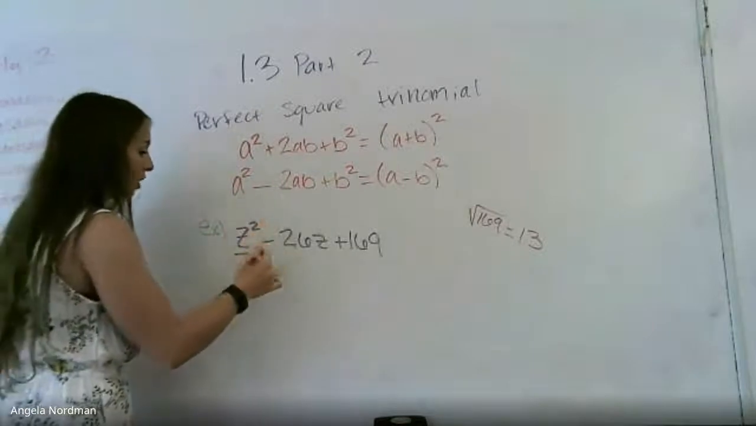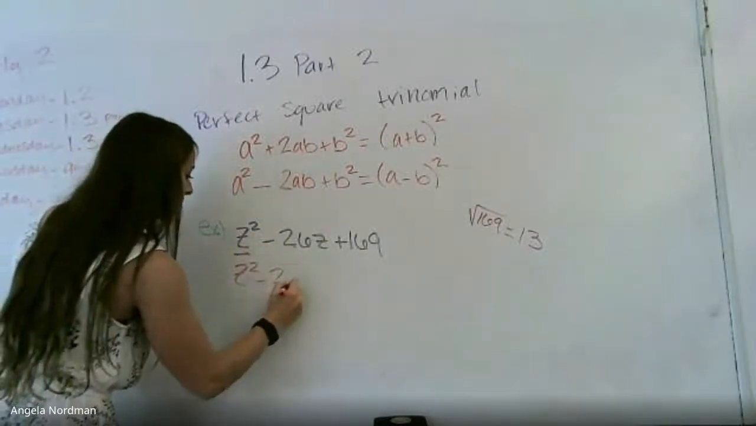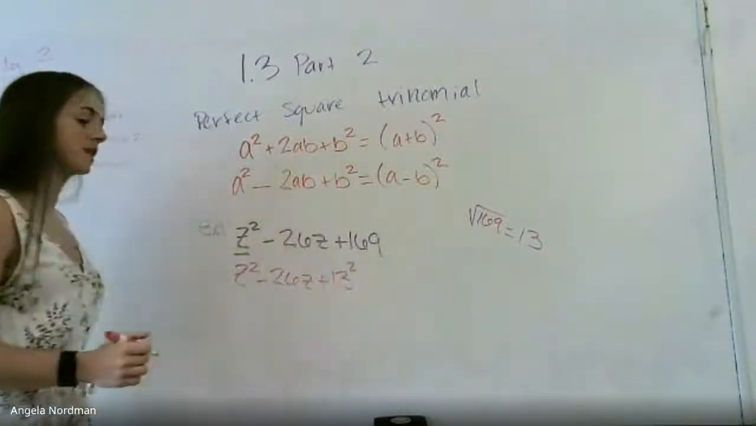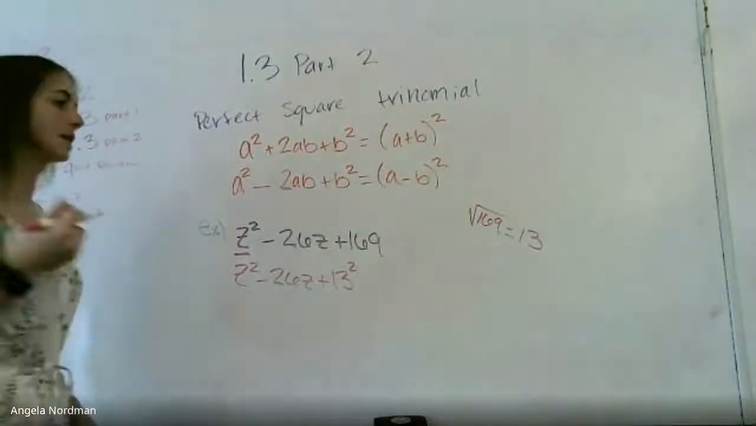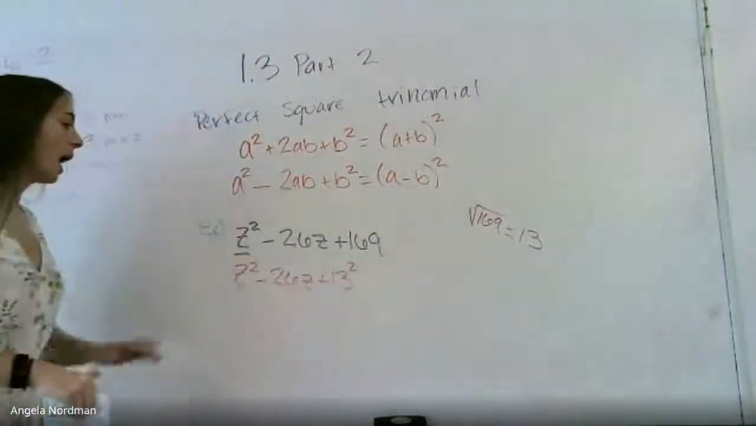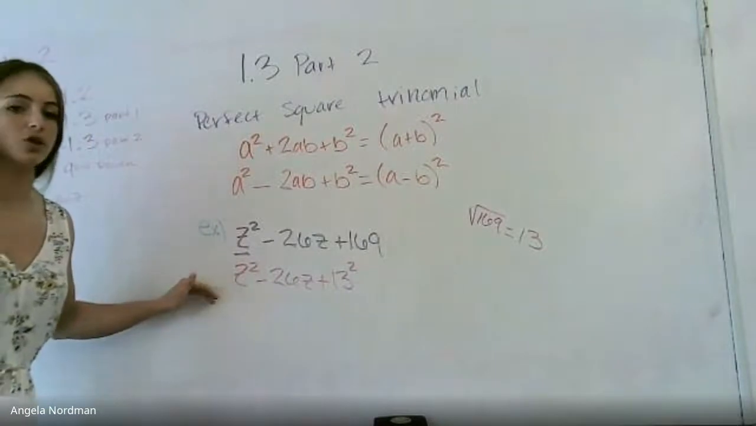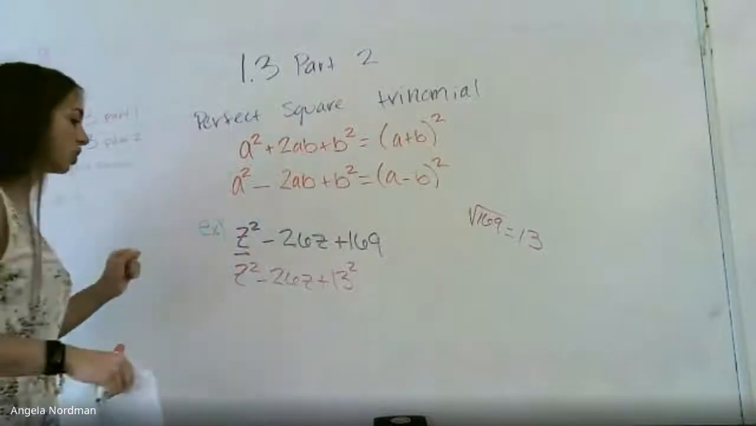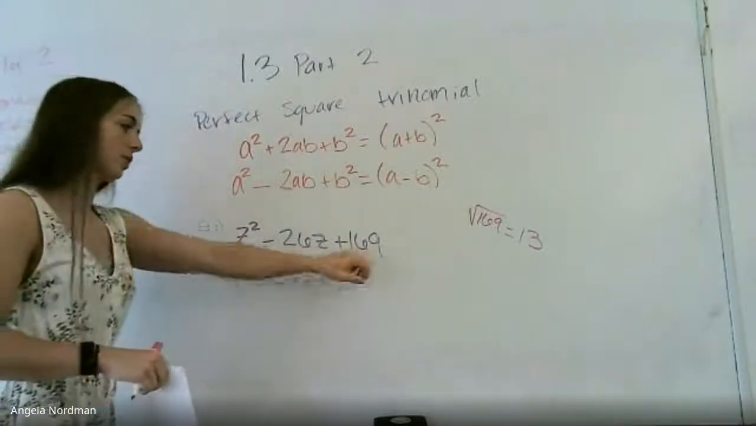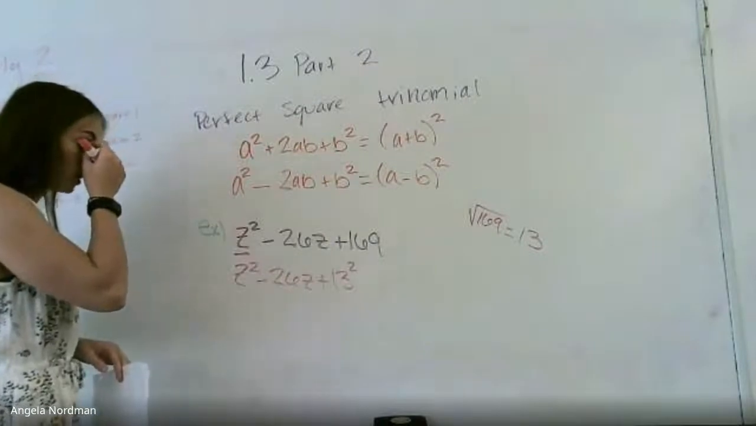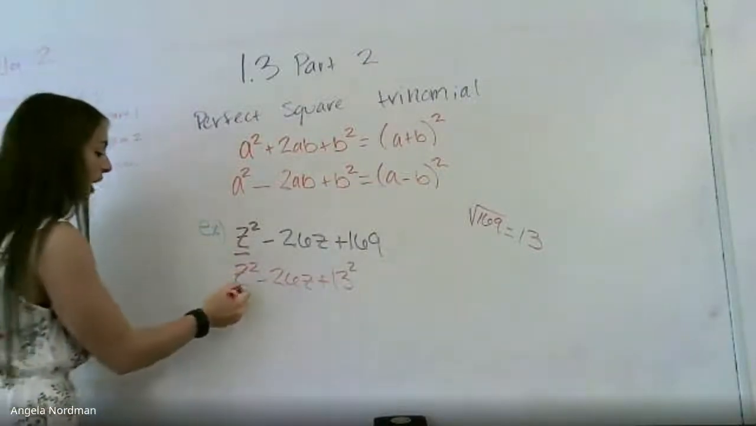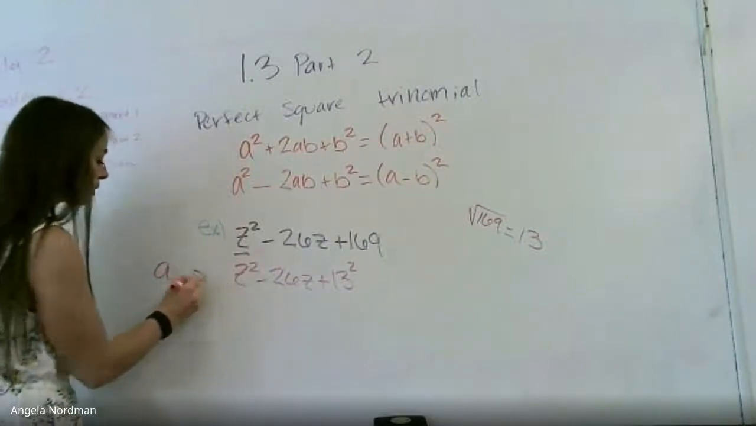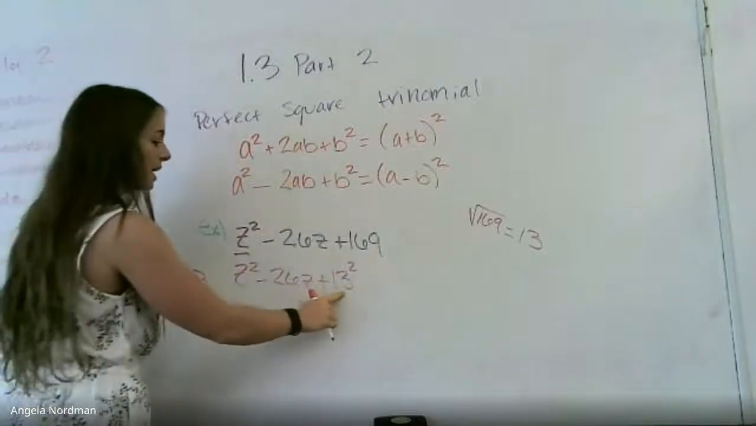So I can also now rewrite this as z squared minus 26z plus, instead of 169, I'm going to write this as the value of 13 squared because this is equivalent to that, right? I'm not changing the value of this expression at all. I'm just altering the way that it looks. I'm modifying it. I am not changing the value at all though, because 13 squared is still 169. So I'm almost there. I can identify that what I have right now for my A, this front letter out here, is Z. What I have for my B value is 13.